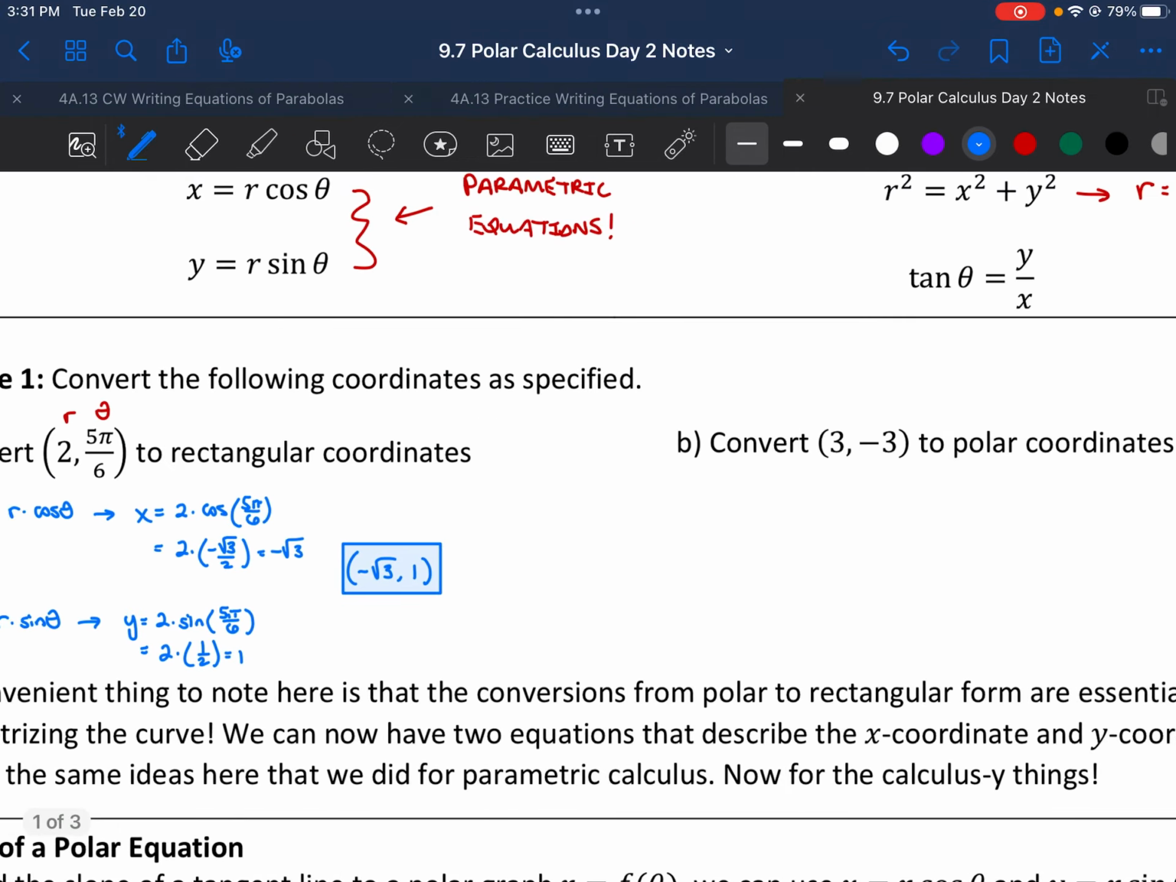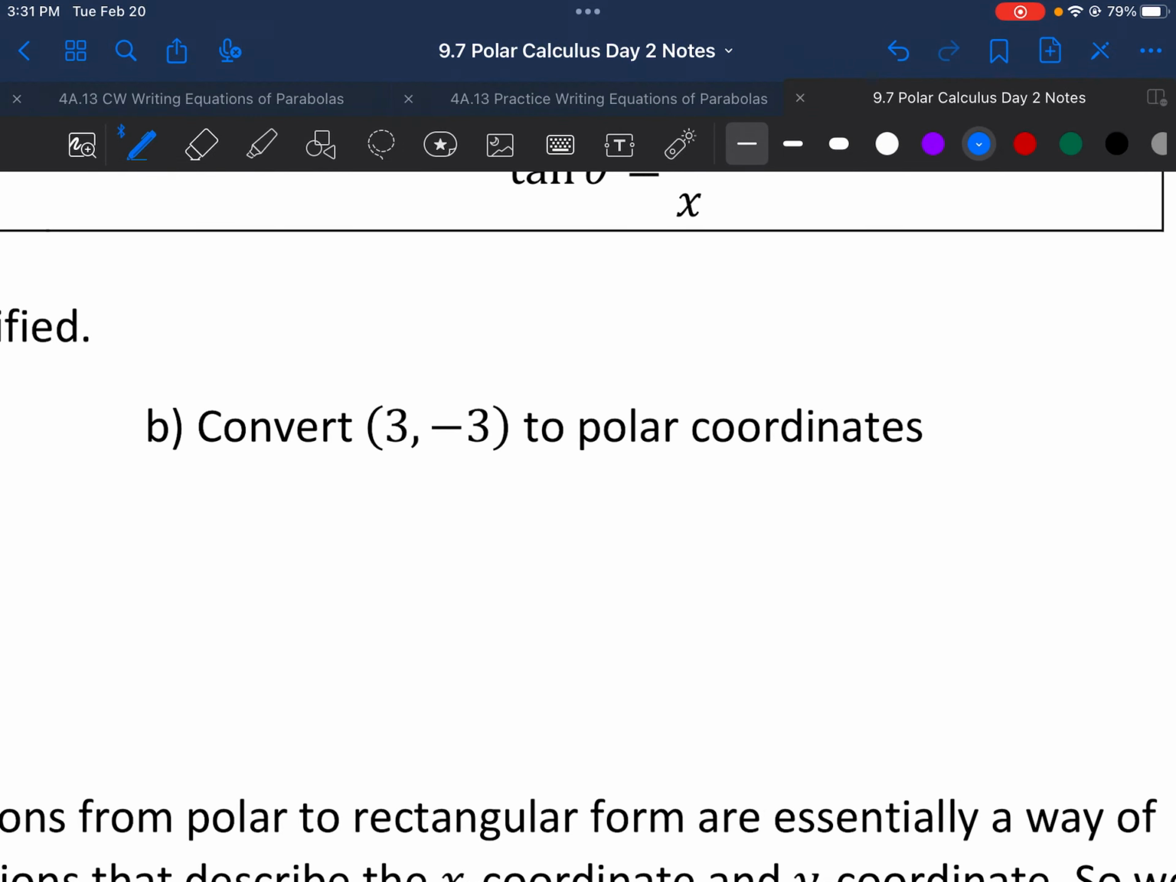All right, example 1b. Let's now convert the rectangular coordinates 3, negative 3 into polar coordinates. So our rectangular coordinates, this is our x and y. Notice that this is also in quadrant 4. That is going to be relevant to us. It's going to be important. So this is in quadrant 4.